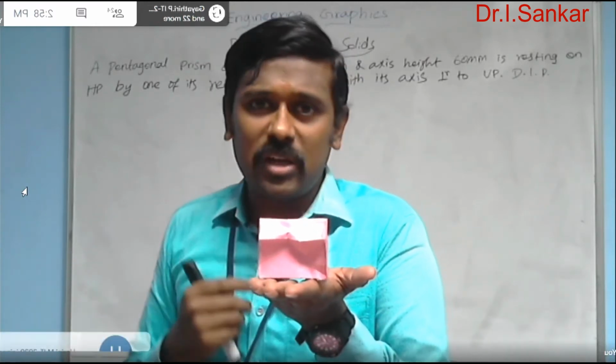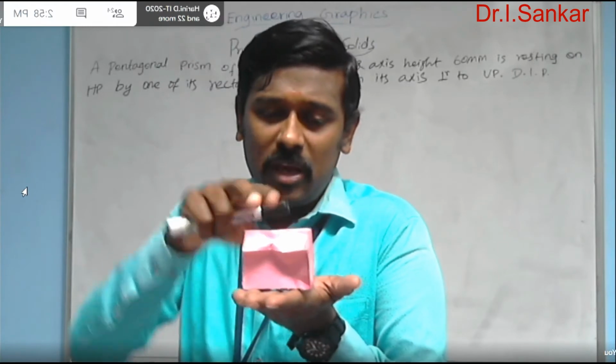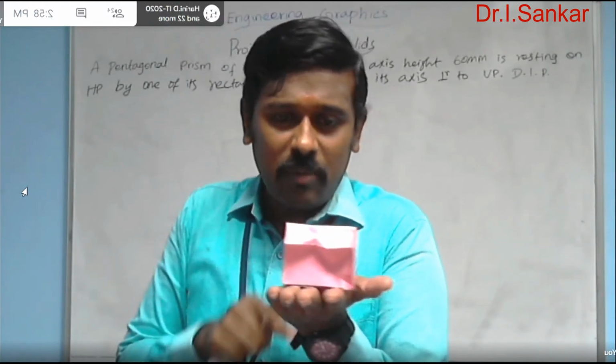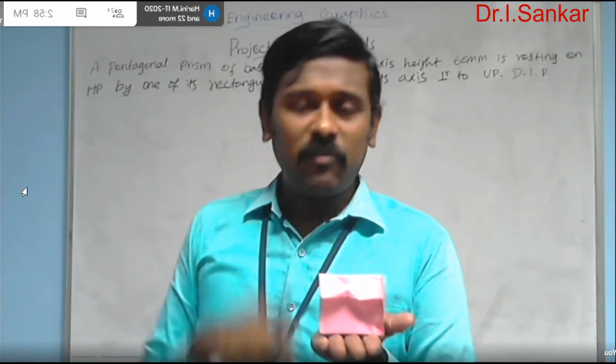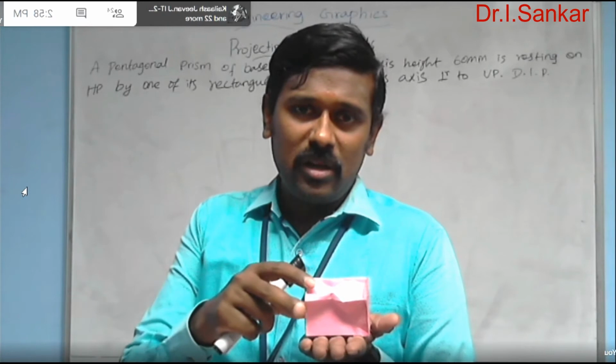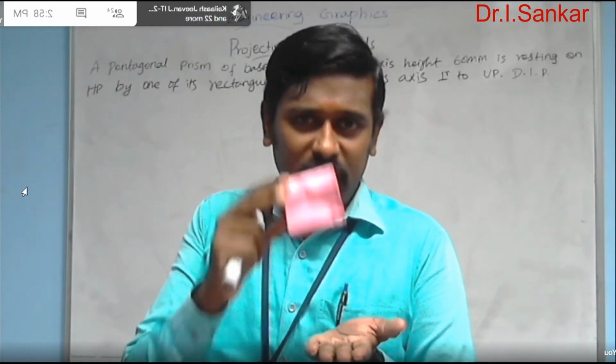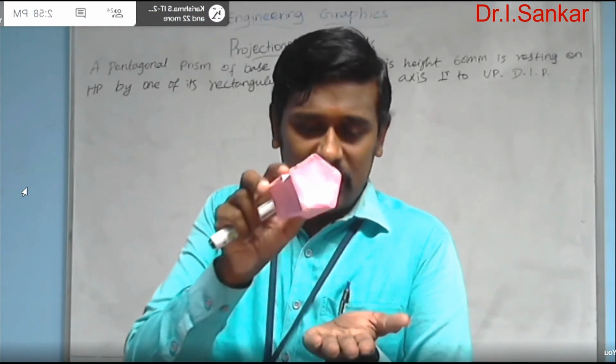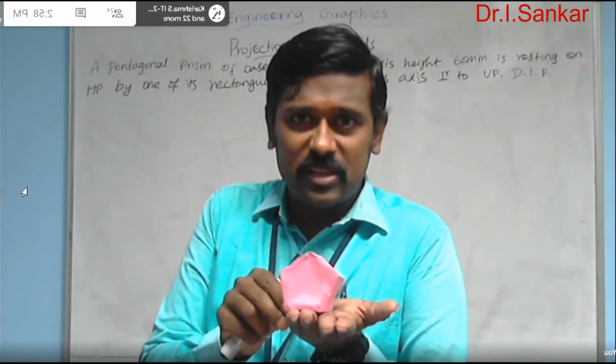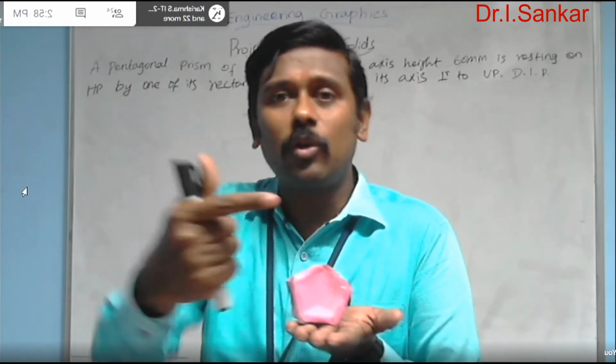Now also the pentagonal prism is resting on HP by one of its side faces, but the axis now is parallel to VP if you consider VP and HP in this manner. But what is asked in the question is that the pentagonal prism is resting on HP by one of its side faces and the axis is perpendicular to VP.